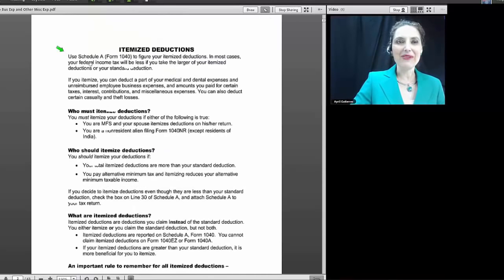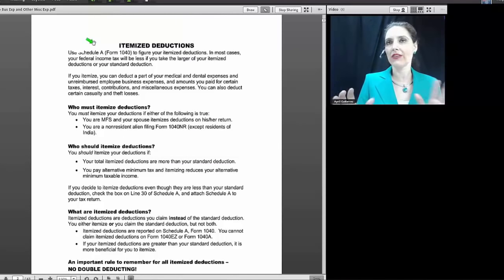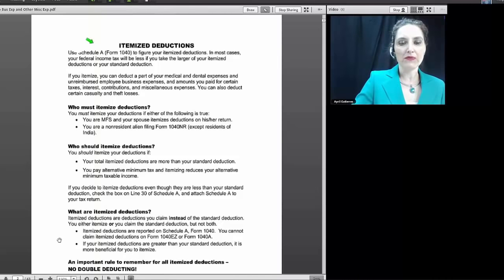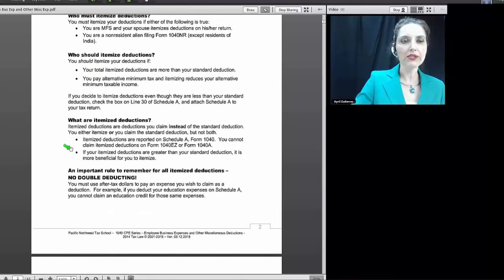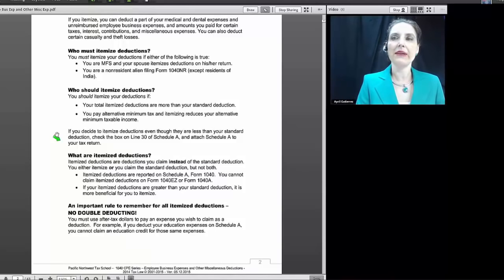Okay, so we're on to page 2 of the manual, and page 2 of the manual gets into an introduction of what itemized deductions are and how they compare to the standard deduction. I'm not going to read through that today because we've covered it in earlier classes this week, but I'm going to just draw your attention to one extra sentence that I added to the manual, which says if you decide to itemize deductions, even though they are less than your standard deduction, you're going to need to check a box on line 30 of Schedule A, and then you attach Schedule A to your return.